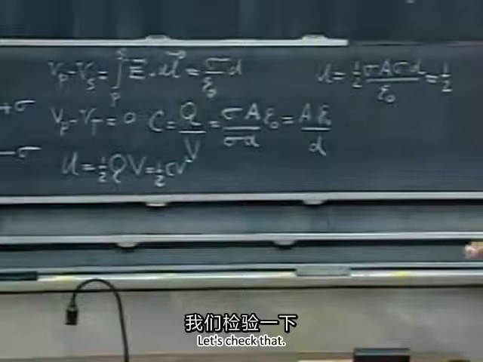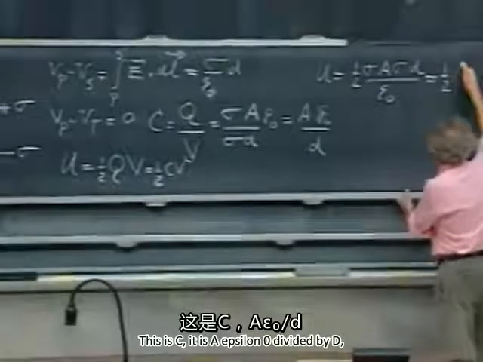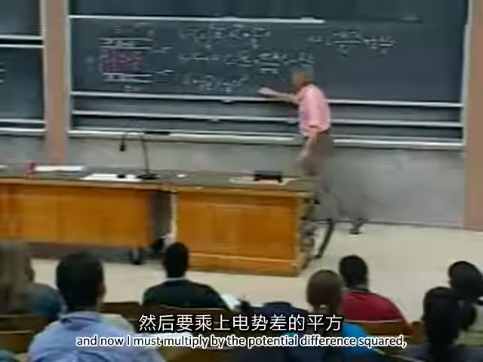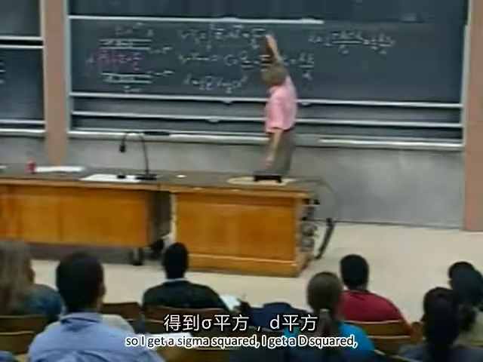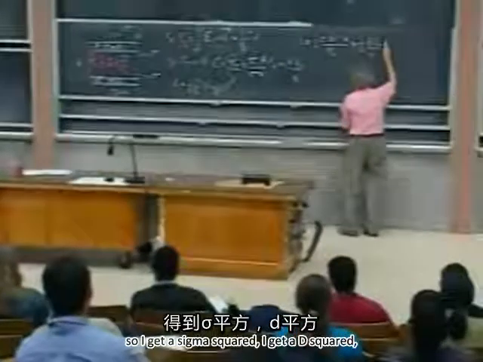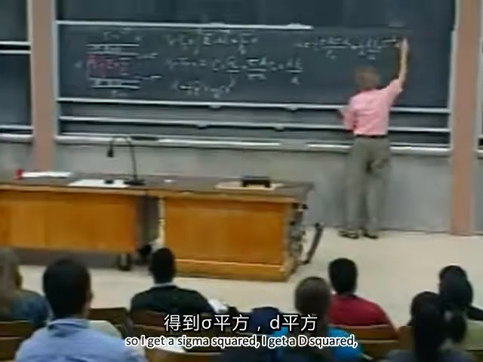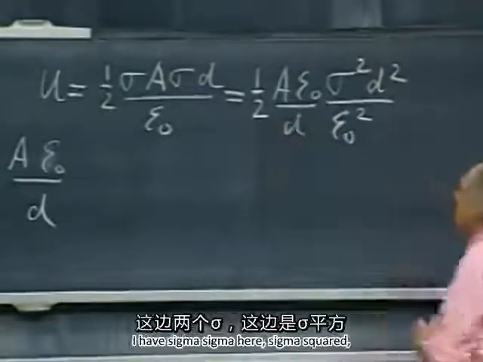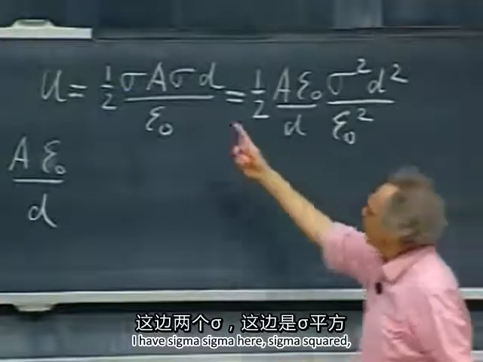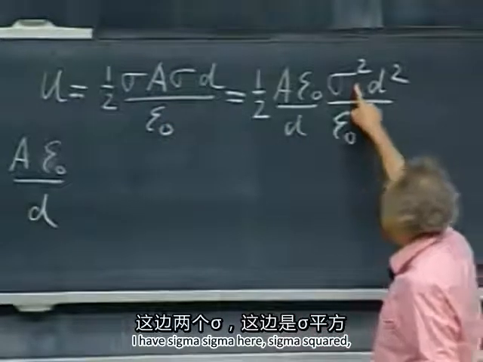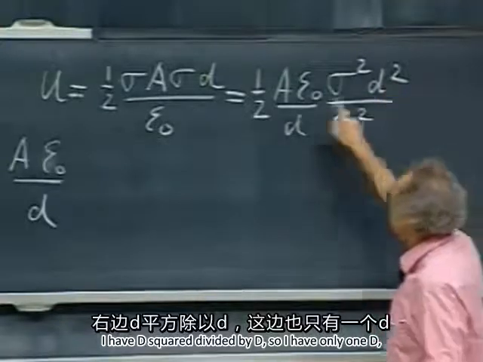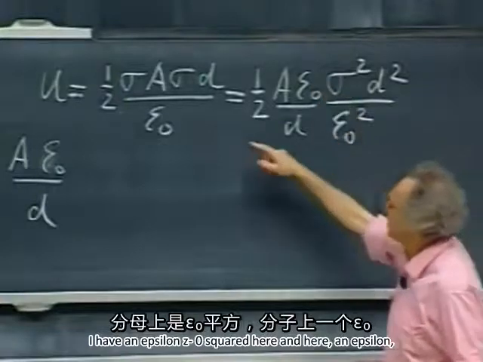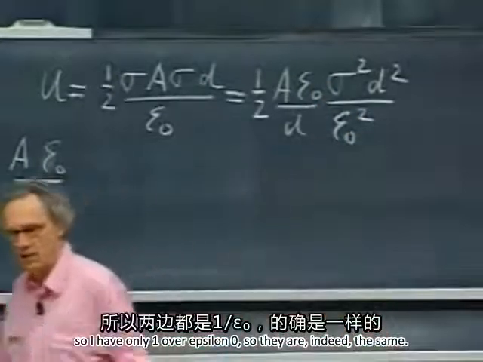And the answer that we find from the other one must, of course, be the same. Let's check that. This is C, which is A epsilon 0 divided by d. And now I must multiply it by the potential difference squared. So I get a sigma squared, a d squared, and an epsilon 0 squared. And these two better be the same. I have sigma squared here. I have d squared divided by d, so I have only one d. I have an epsilon 0 squared here and an epsilon 0 there, so I only have 1 over epsilon 0. So they are indeed the same.